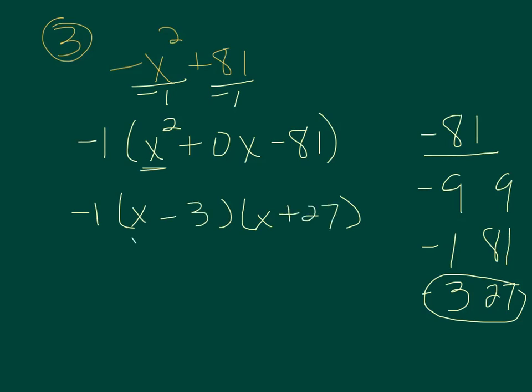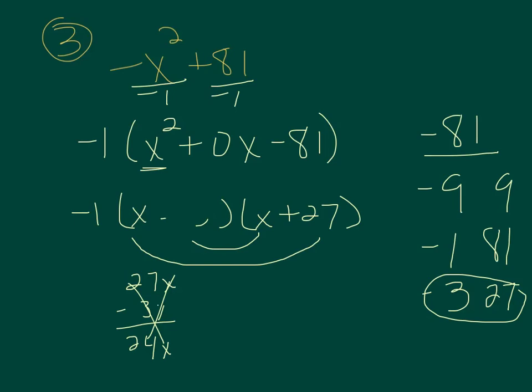So I'm going to check my outside. x times 27 is 27x. Inside is negative 3x. That gives me 24x. But I want 0, so that didn't work. So let's erase that.